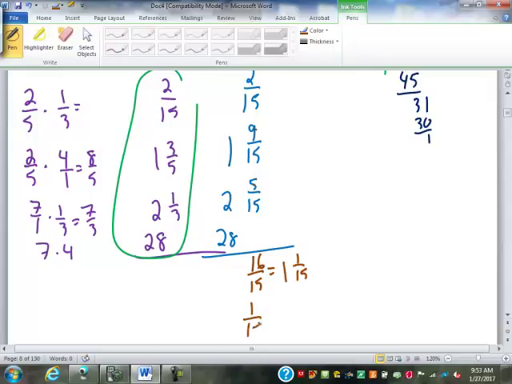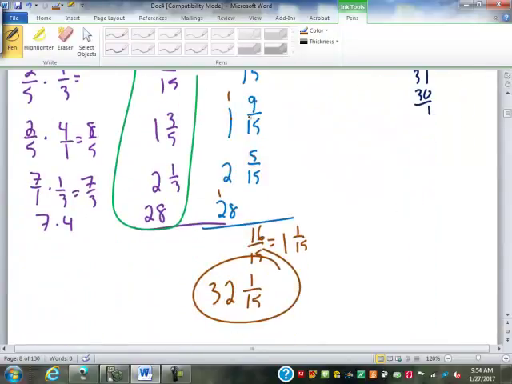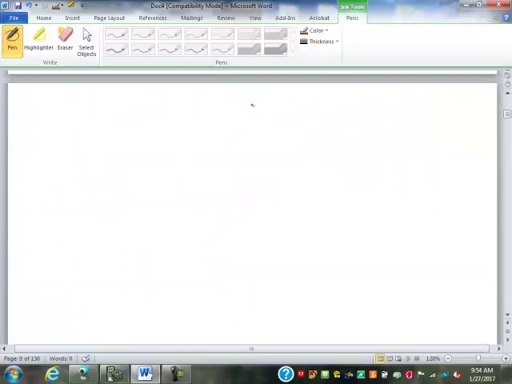So we'll keep the 1/15 and carry the 1. 1 plus 1 is 2, plus 2 is 4, plus 8 is 12, so that's 2 carry the 1. We get 32 1/15, just like we did before. I don't know about you, but that was kind of exhausting to me. So I think I'm going to stick with changing them to improper fractions and multiplying. Let's do one more example of that before we move on to division.